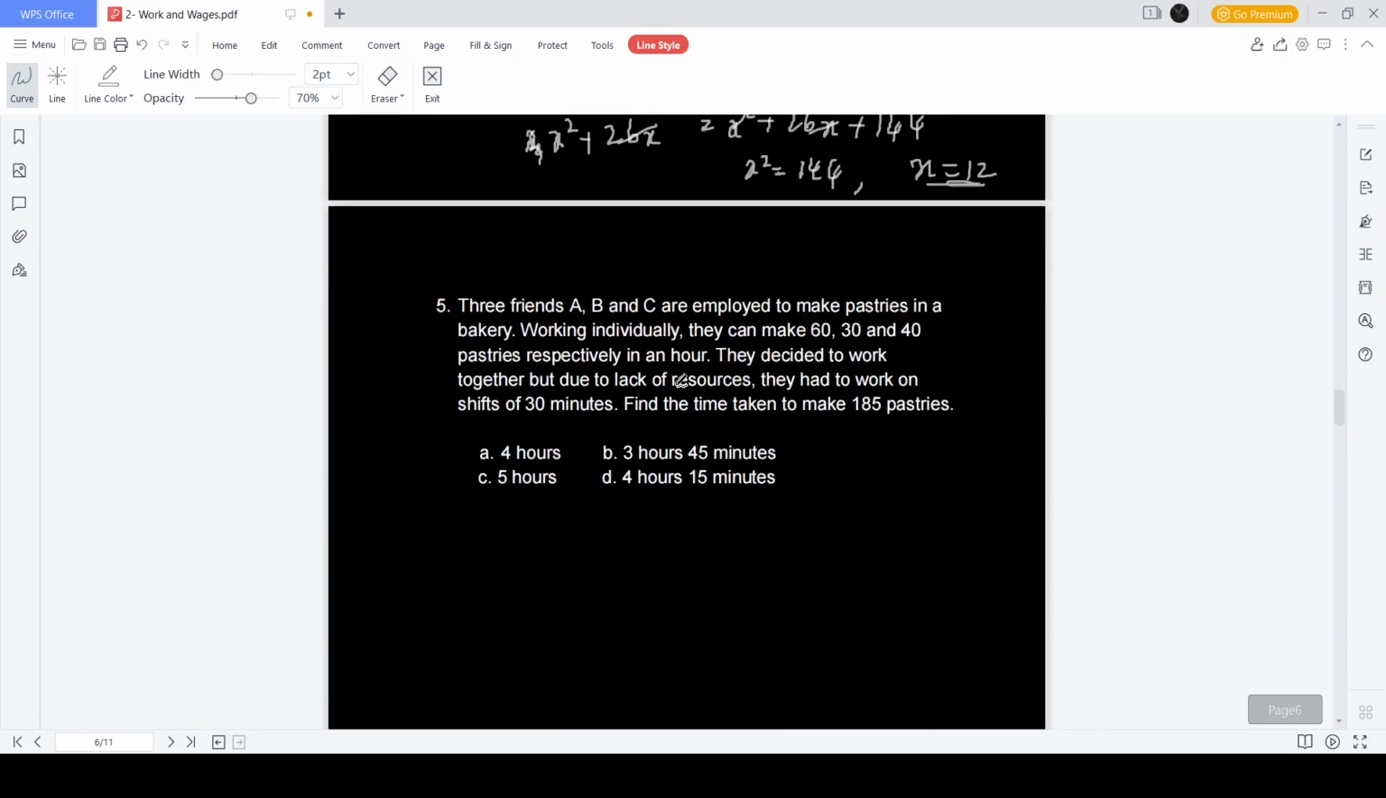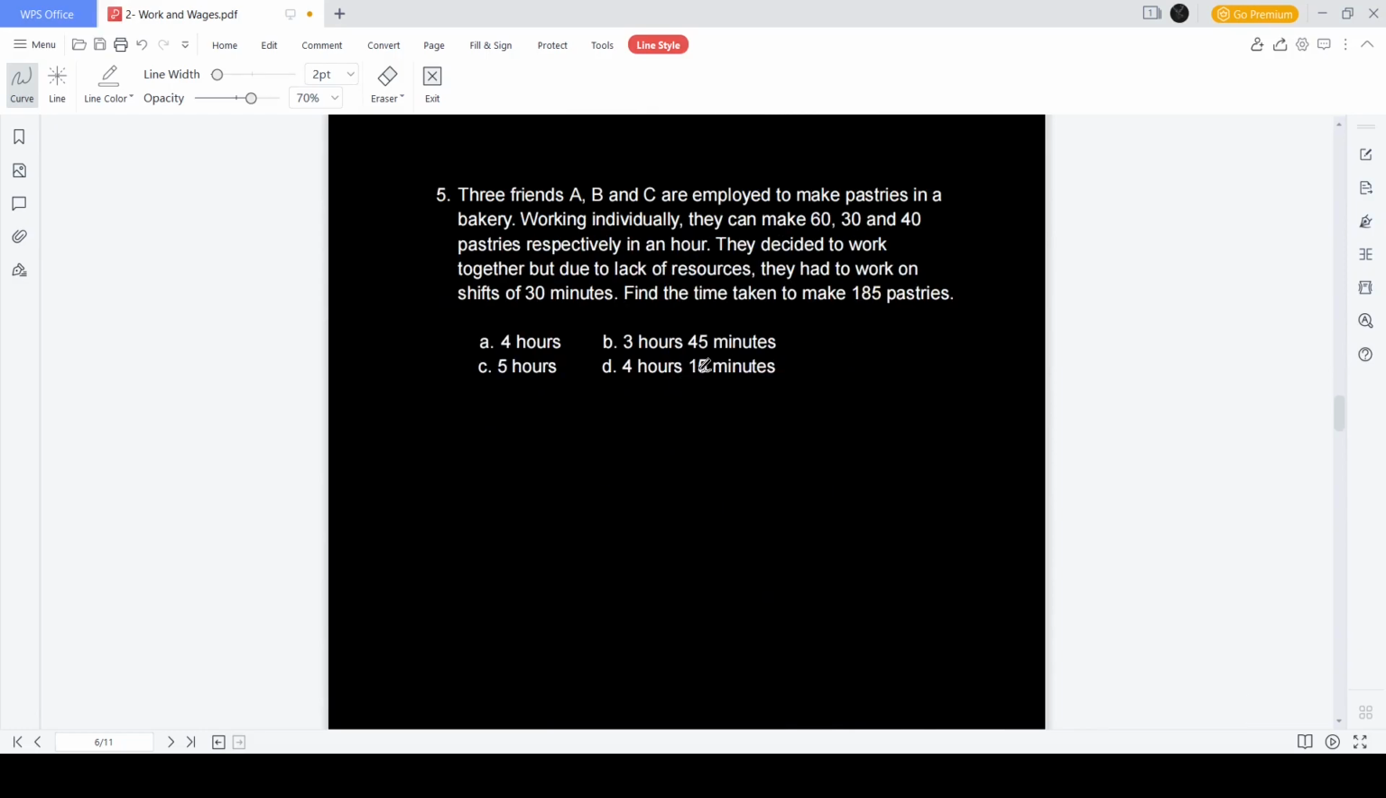Next question. Three friends A, B, and C are employed to make pastries in a bakery. Working individually, they can make 60, 30, and 40 pastries respectively in an hour. They decide to work together, but due to lack of resources, they had to work on shifts of 30 minutes. Find the time taken to make 185 pastries.